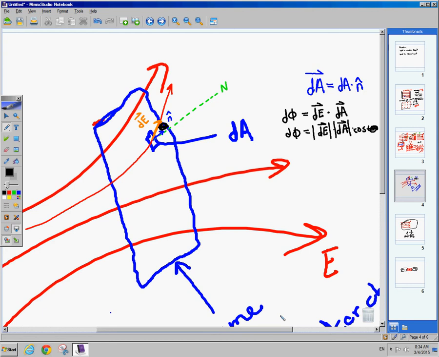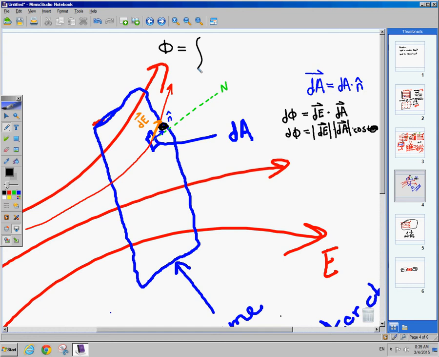And then if I want to get the total electric flux through that area, that handkerchief, the total flux would just be equal to the integral. But this is not an ordinary integral. This is an integral over an area. Usually you don't get into integrals over an area until like Calc 2. So I'm not sure if you have done integrals over an area yet.